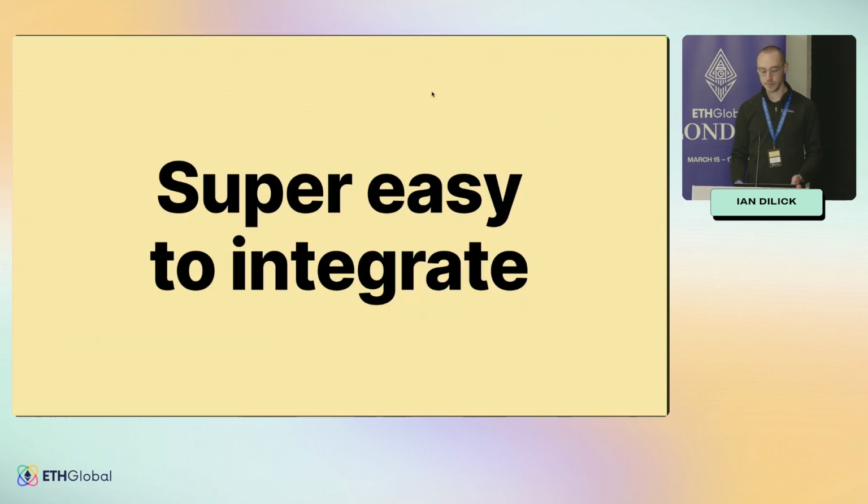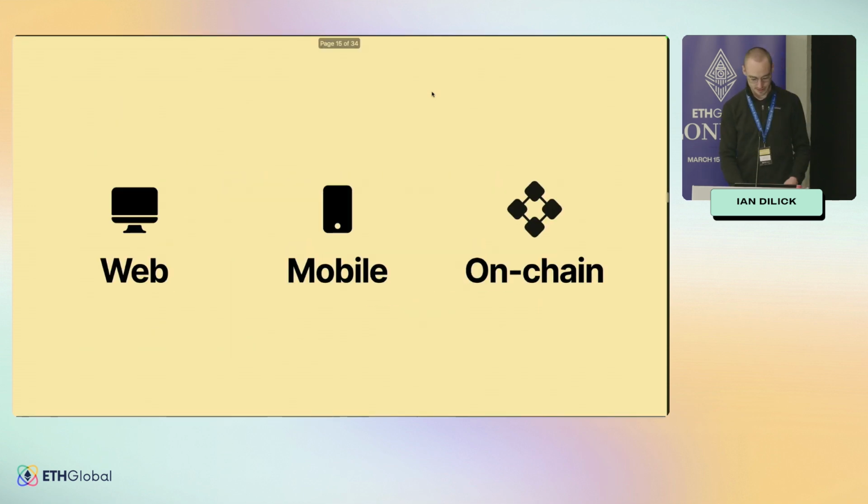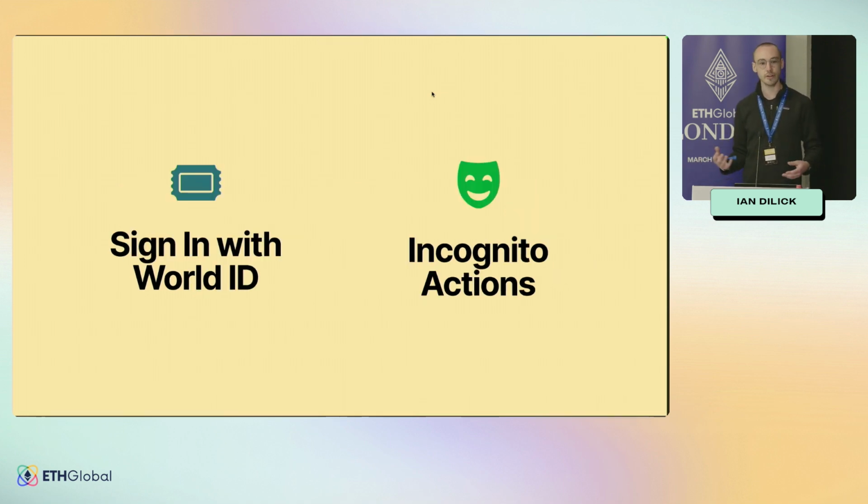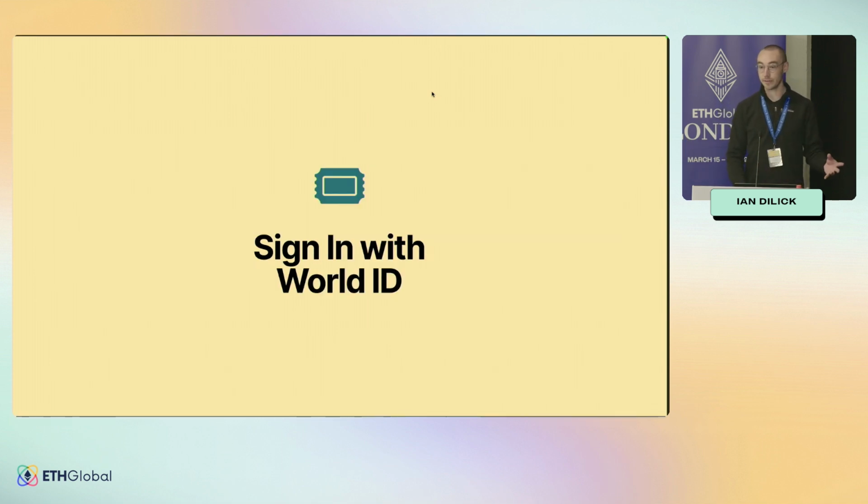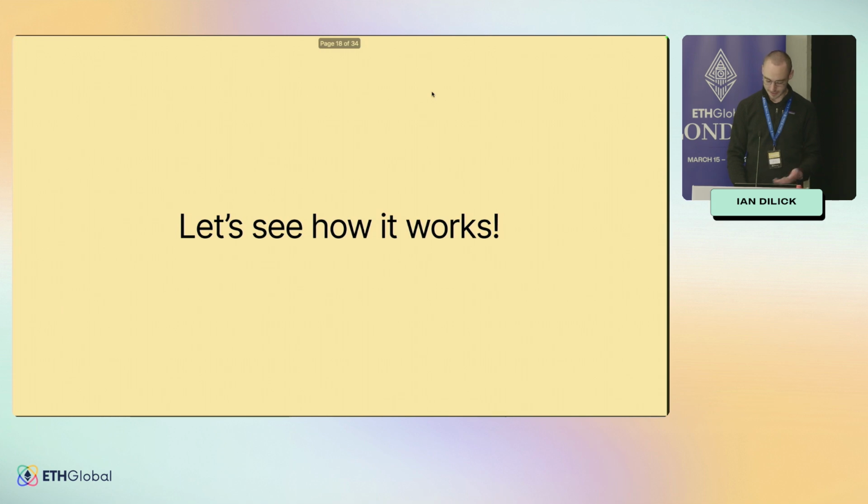And World ID is also super easy to integrate. You can use it on the web, you can use it on mobile, you can use it on chain. And there's two main ways to integrate World ID. Sign in with World ID: our OpenID Connect provider works just like sign in with Google or sign in with Facebook. And then we have Incognito Actions, which are much more powerful and what you can use for on-chain applications as well. So I'll start by going through sign in with World ID, and let's see how it works.